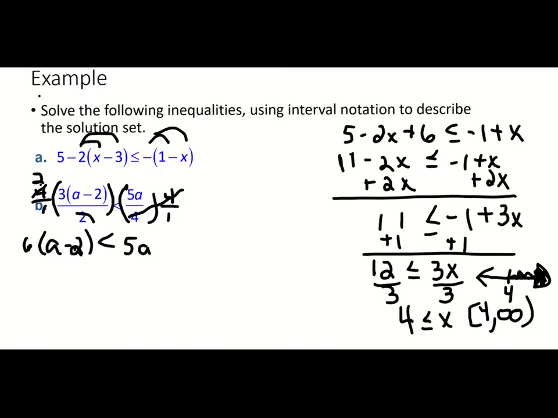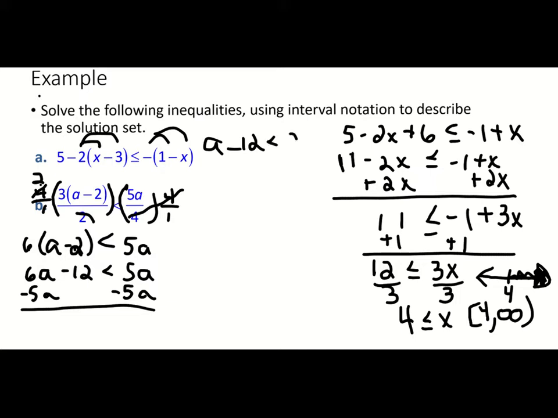And now we'll distribute. So we have 6a minus 12 is less than 5a. Let's see here. I'm going to subtract 5a when I'm solving it. So I'm going to write it up here. a minus 12 is less than 0. And then we'll add 12 to both sides. So now we have a is less than 12.